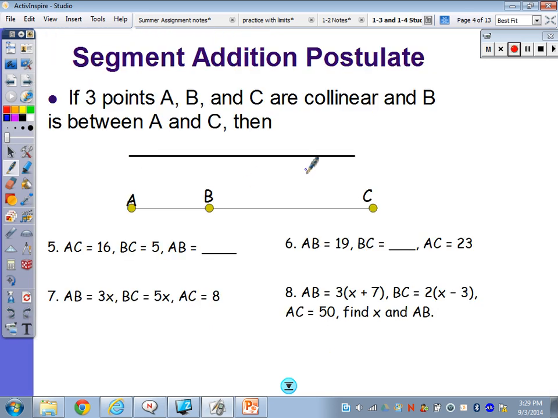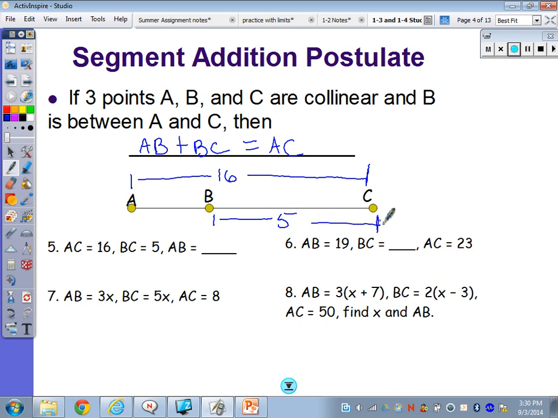So the next thing we're going to learn is the segment addition postulate. So what the segment addition postulate says, if there's 3 points, A, B, and C, which are collinear, and B is between A and C, then we know that we can add AB plus BC, and that's going to give us the whole segment, which is AC. So for example, on this one, they said AC, which is this entire segment, is 16, and BC is 5.